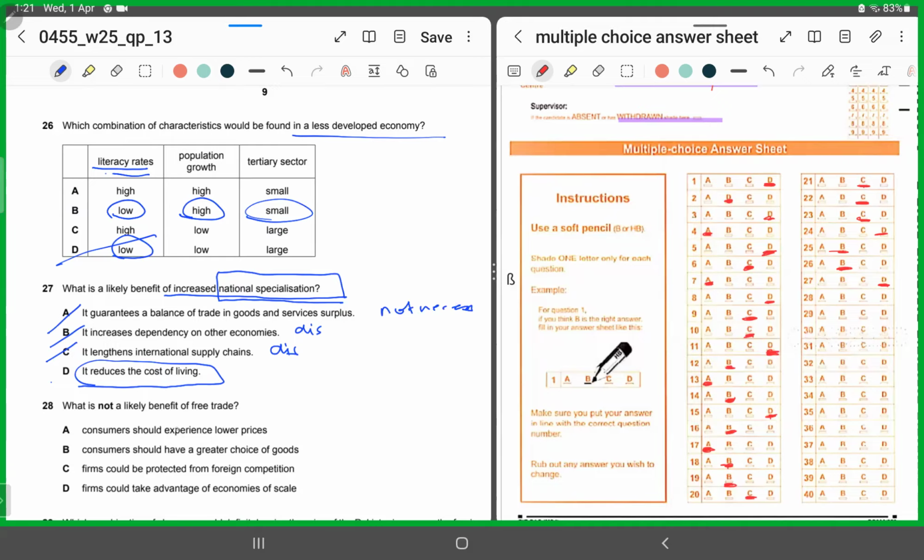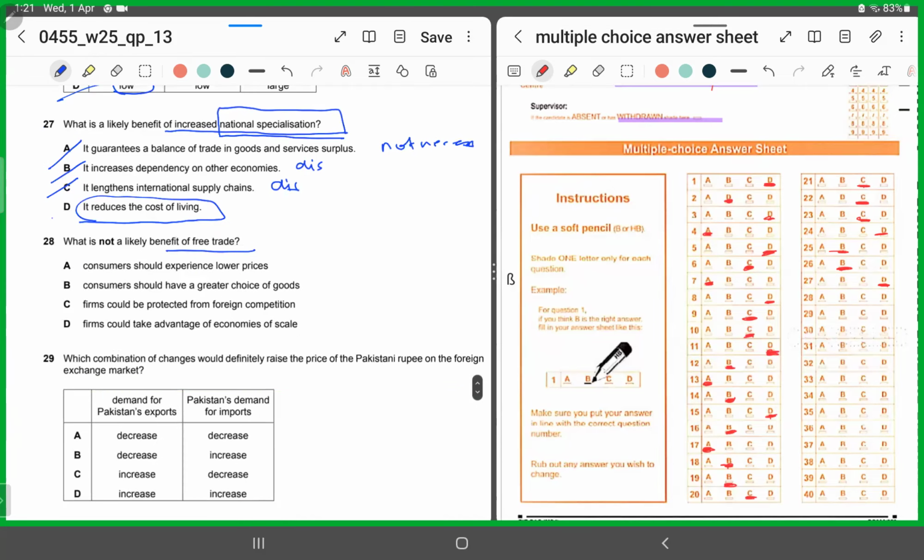Number 28. What is not a benefit of free trade? This means three would be benefits except for one. Firms could take advantage of economies of scale. Firms could be protected from foreign competition. Consumers should have greater choice of goods. That's an advantage. Consumers should experience low prices. That's also an advantage. Firms could take advantage of economies of scale. That's also an advantage. It's only C, that they cannot be protected from foreign competition. They'll be more prone to price wars and more severe competition from the international arena. So for 28, it has to be C.